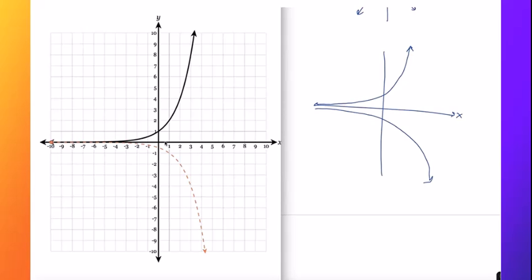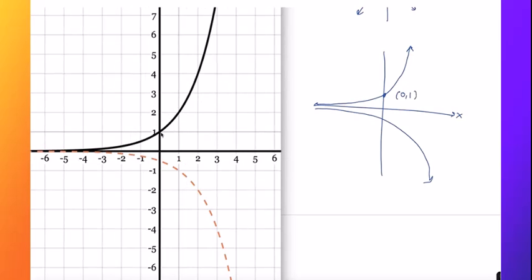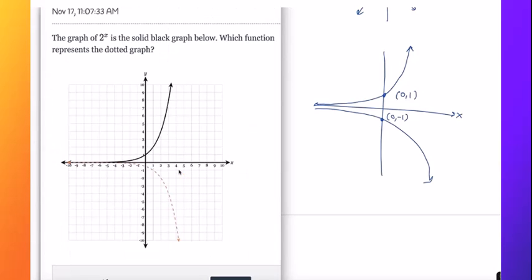Now I'm going to look at this point right here, which is the point 0, 1. Right there is the point 0, 1. So if I reflected that over the x-axis, it would be here at the point 0, -1. So a simple reflection will negate the y value. But then it must have moved right 1 unit in order to totally overlap here.